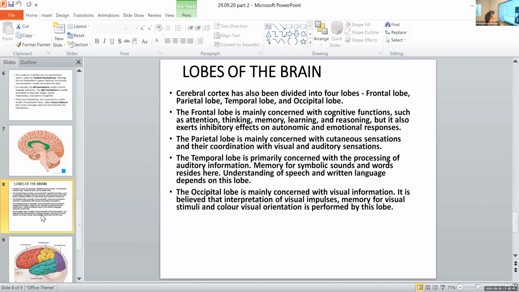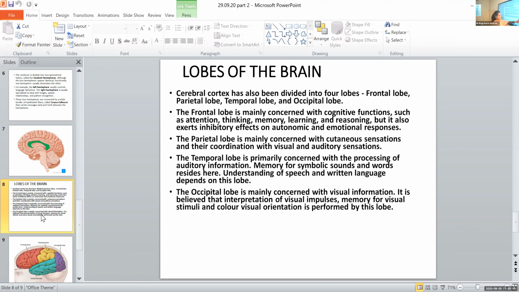Then the temporal lobe. Temporal lobe is primarily concerned with the processing of auditory information. It is found near the ears on two sides. So basically it will deal with the auditory sensation or the auditory information. Any sounds that you hear, any speech that you hear, all these things are processed mainly with the help of the temporal lobe. Memory for symbolic sounds and words resides here.